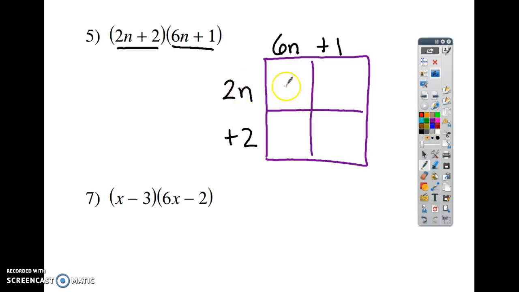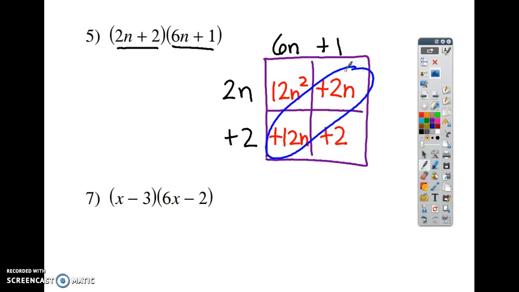So in this one would be the 2n times 6n, that's 12n squared. 2n times 1 is a positive 2n. 2 times 6n is a positive 12n. And 2 times 1 is a positive 2. And again, the diagonals should be the same. If they're not the same, you did something wrong. And you add them. So 12n plus 2n is 14n.